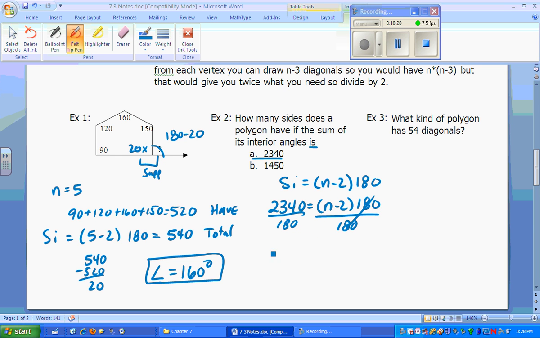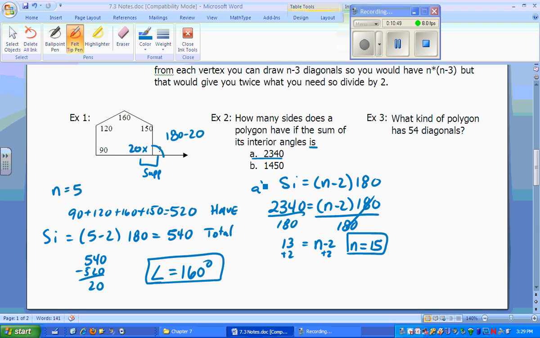When you do that, this side simplifies to n minus 2. Over here, you're going to take 2340 divided by 180, and you end up with 13. n is still not by itself. Add the 2 over, so n ends up equaling 15. You could then try it out and say, okay, 15 minus 2 times 180. What do you get when you do that? 2340. And you are done.